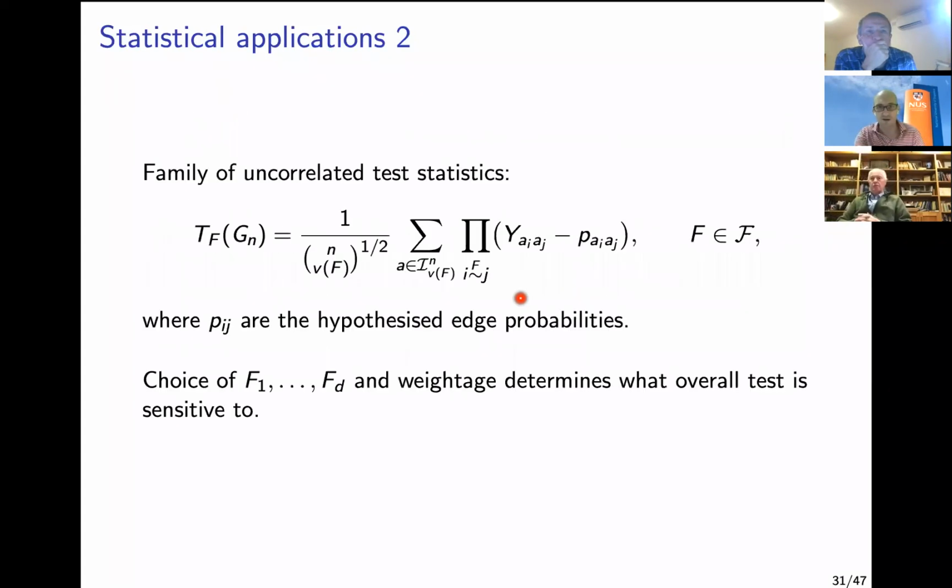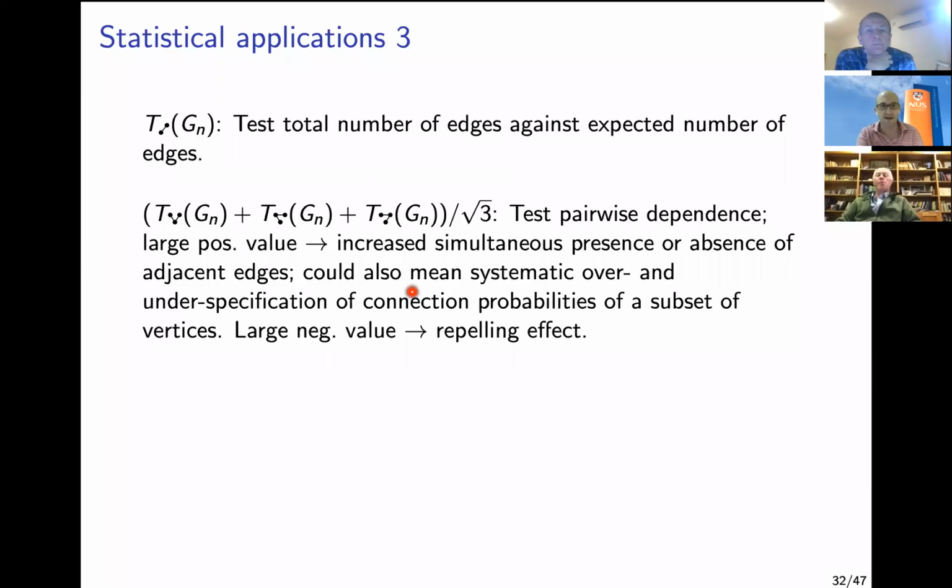Well, let's quickly go back. You get a positive value if you look at 3 specific vertices where either both edges are present or both are absent. If they both are absent, we have 0 here 2 times, and you get minus times minus is plus. So that's the way to get a large value. Either way, we have an increased simultaneous presence or absence of adjacent edges.